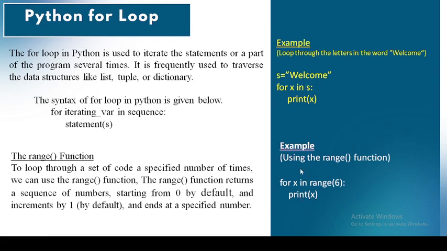If you want to put a number range, then we have to put the range function, for x in range 6. So it will start from 0, it will go till 5. We are printing the value of x, so it will print 0, 1, 2, 3, 4, and 5. So this is our for loop. This is the common syntax for any iterating variable in a sequence. If it is a string, we can put it directly, and if you want to put numbers, then we have to put the range function.